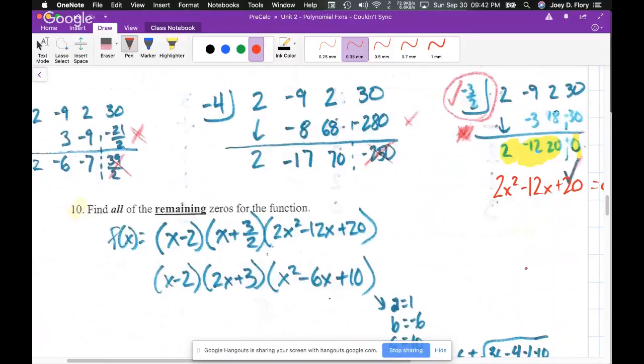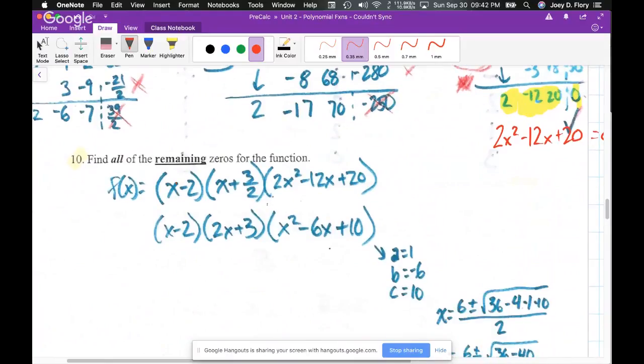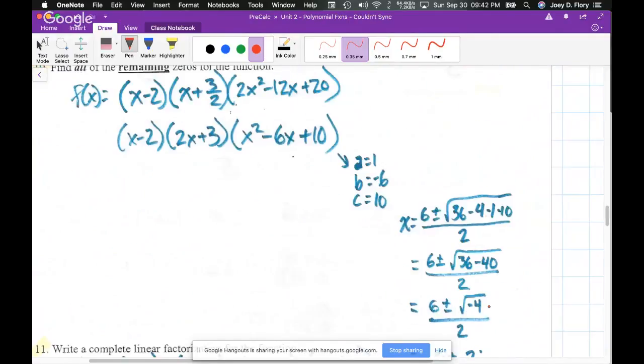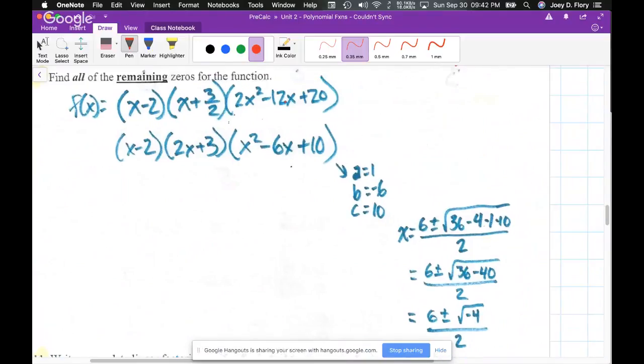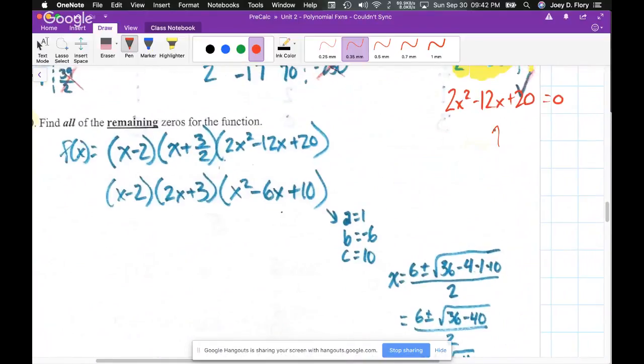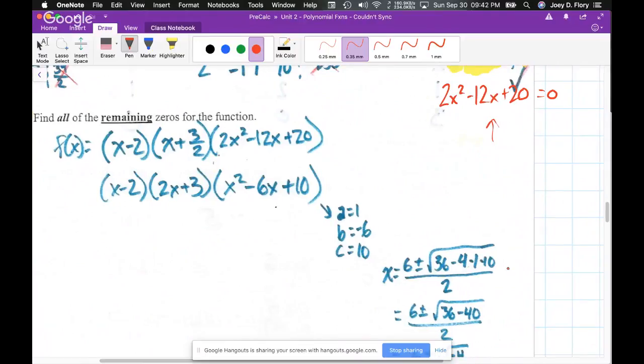In this example here, I wrote out the 2 factors that we already knew from the 2 zeros that we found. And then I factored out a 2. It's not really important, but I factored out a 2 since that was a common factor in that trinomial. And then did the quadratic formula. That'll just make your numbers a little bit smaller, a little more manageable. But if you did the quadratic formula with this one, and used your A as 2, your B as negative 12, and your C as 20, you should get the same solution.